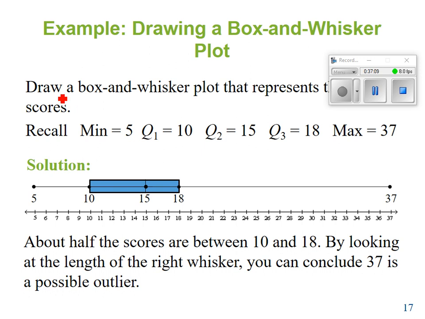What part falls on this whisker? 25%. There's 25% in this little part, 25% in that little part. What's this part in here inside the box called again? The IQR, the interquartile range.